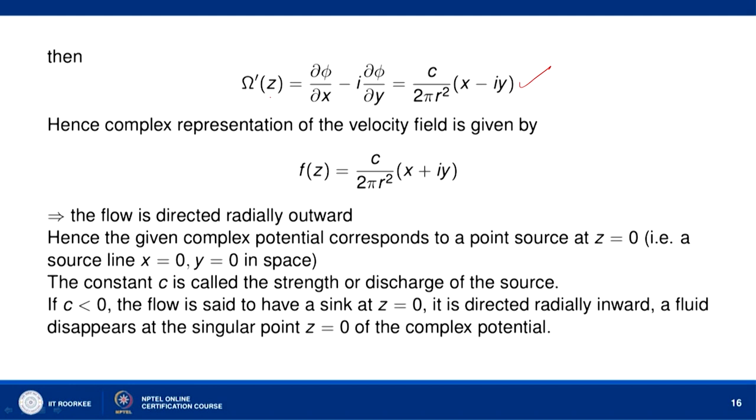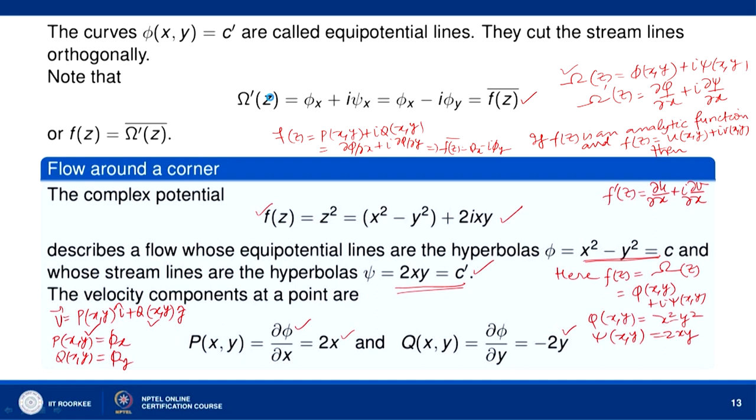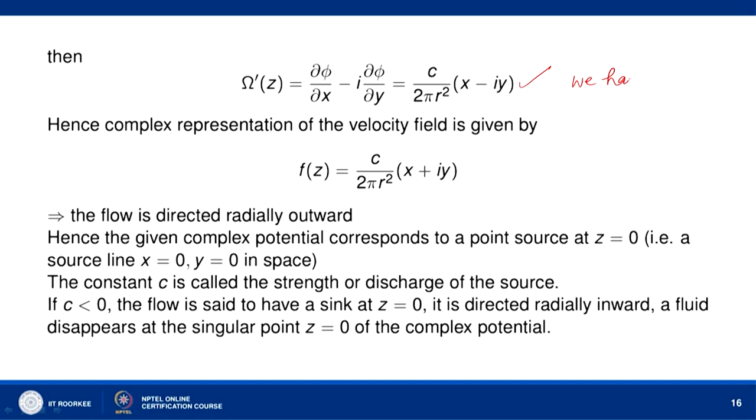And we know that f z, okay. Let us recall that f z equals omega dash z conjugate. So we have omega dash z conjugate, and therefore the conjugate of this is equal to c over 2 pi r square times x plus i y, okay. So you can see f z equals this complex form of the potential, okay. So the flow, if you write the v vector, v vector will be c over 2 pi r square times x i plus y j, okay, because this is the complex form of the velocity potential.